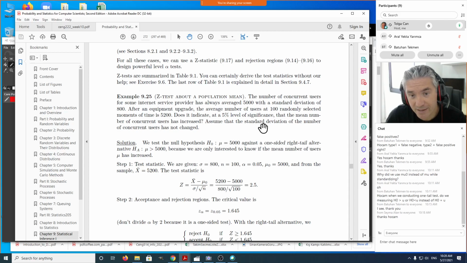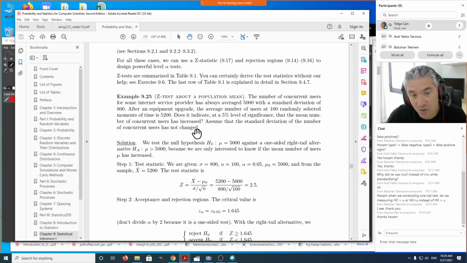And we also make an assumption here, the last sentence is also important. Assume that the standard deviation of the number of concurrent users has not changed. So in other words, this x bar, which is 5,200, those samples that we collected with size 100, they have the same standard deviation of 800. Otherwise, we would not be able to compute the standard error. In order to be able to compute the standard deviation of x bar, this sigma has to be assumed to remain the same as 800.